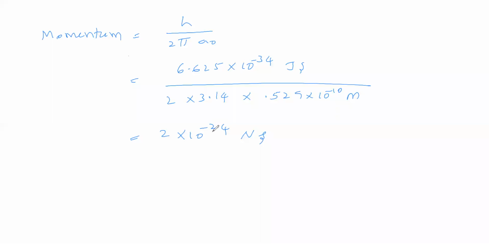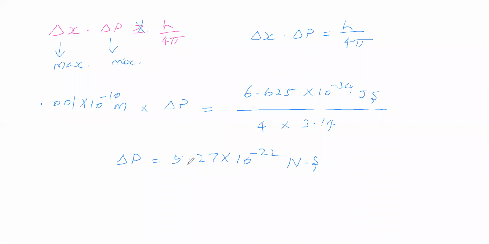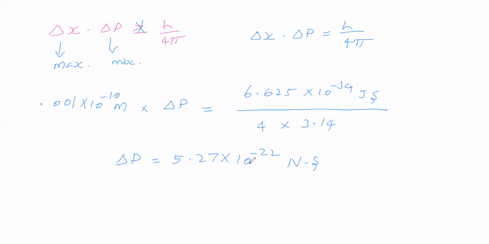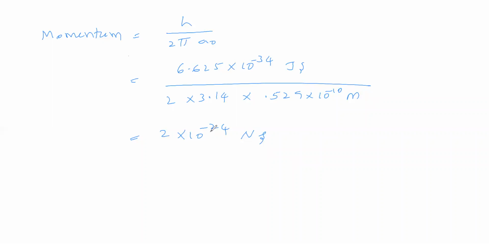Now we will see this value. Momentum is 10 power minus 24, uncertainty in momentum is 10 power minus 22. So which is the higher value? Uncertainty in momentum is 10 power minus 22, and momentum is 10 power minus 24.